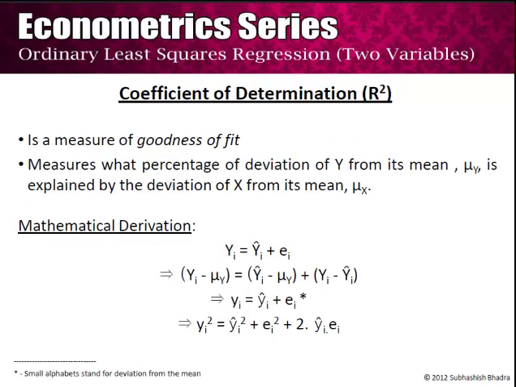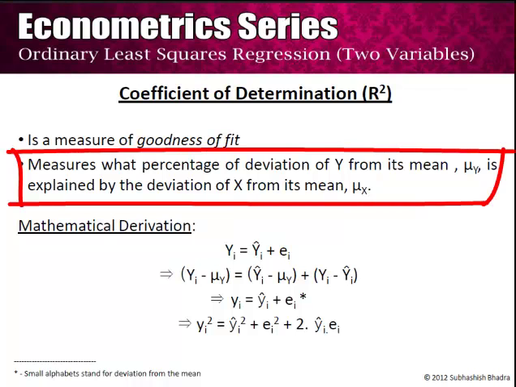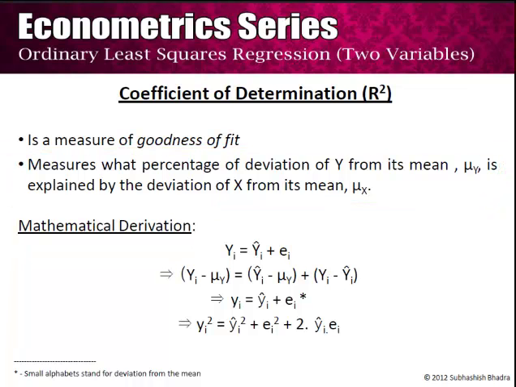Now we come to the coefficient of determination or the R square. It is a measure of goodness of fit, that is, it is a measure of how well our line fits our numbers. It measures what percentage of deviation of y from its mean mu y is explained by the deviation of x from its mean mu x. The mathematical derivation of the coefficient of determination is as follows.